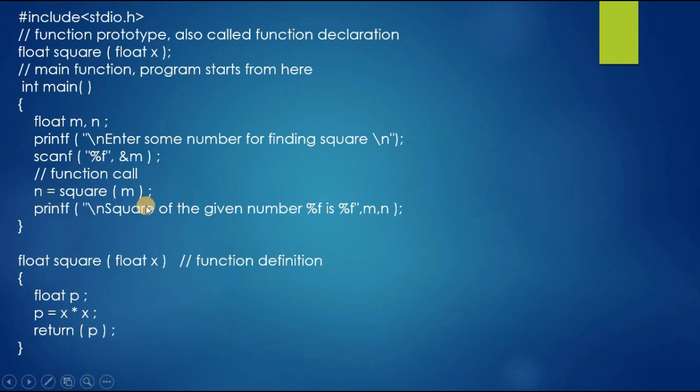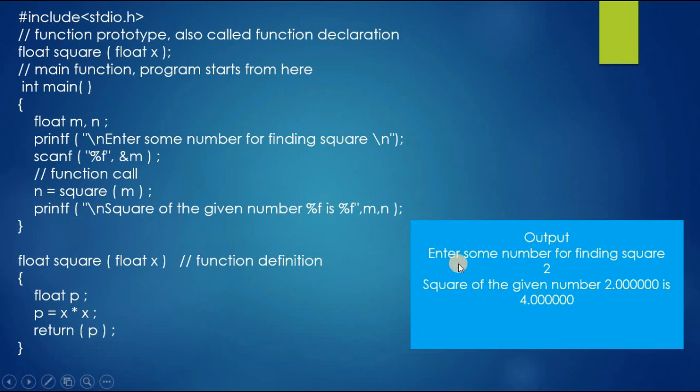Here in the printf statement, it will give our output, that is the square of the given number, %f is %f. m will be the number and the output, meaning the square, will come into n. So we will get an output like this. Here I enter some number. I entered the number 2. Then 2 squared is 4. So we got the output 4.